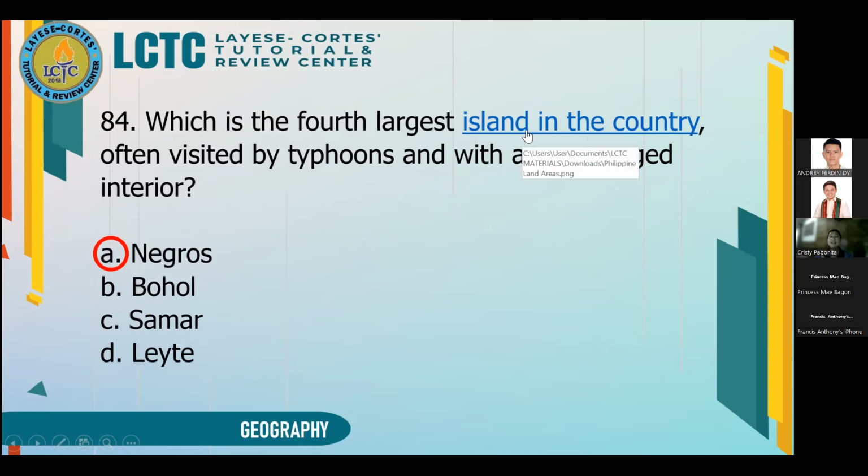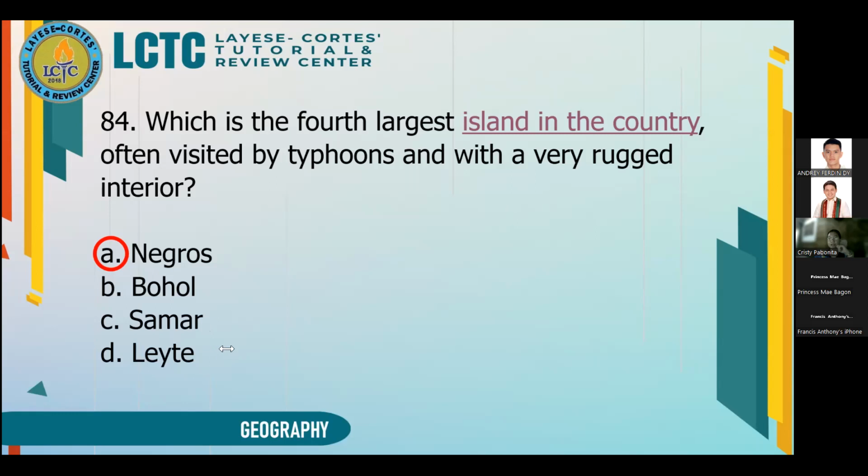That is Negros. So don't be confused with the answers, because I checked online and some reviewers answered Leyte. I know they focused on the second clue: often visited by typhoons and with a very rugged interior. Samar and Leyte are prone to strong landslides, right? Whenever there is rain. So that is why Leyte is the answer of some.